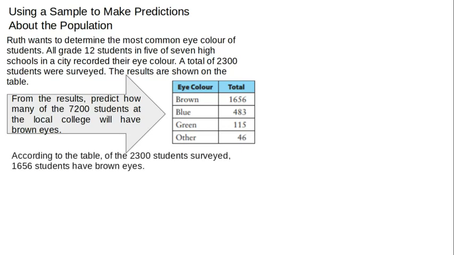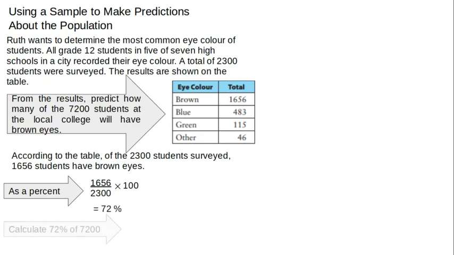According to the table, of the 2,300 students surveyed, 1,656 students have brown eyes. As a percent, 1,656 divided by 2,300 times 100 would give us 72%. So we would need to calculate 72% of 7,200. We usually take the percent as a decimal, so 0.72 times 7,200 is equal to 5,184. That's the number of students that we predict would have brown eyes in the local college.